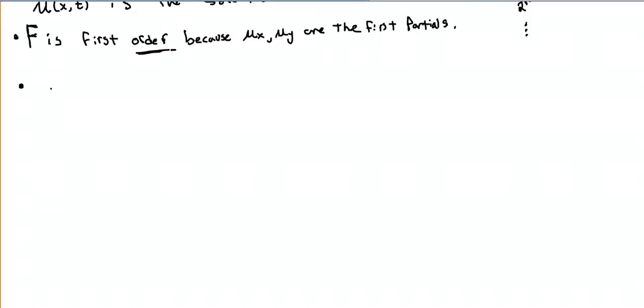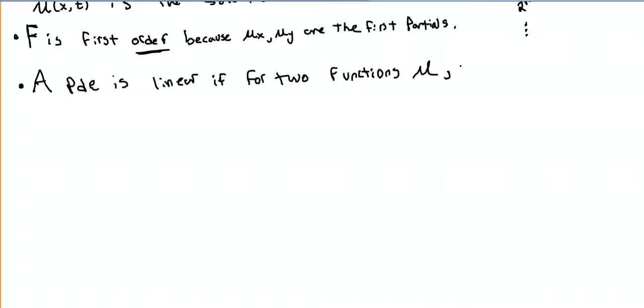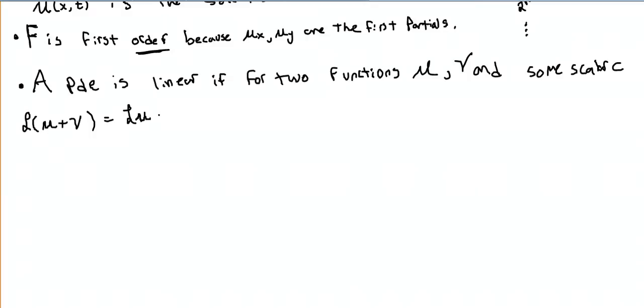And we say that a PDE, so this is important right here, a PDE is called linear if for two functions u and v, and some scalar c, we get that some operator acting on the function u plus v is equal to that same operator acting on the function u plus that same operator acting on the function v.